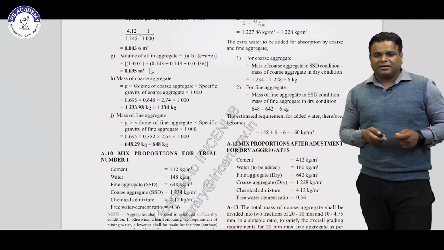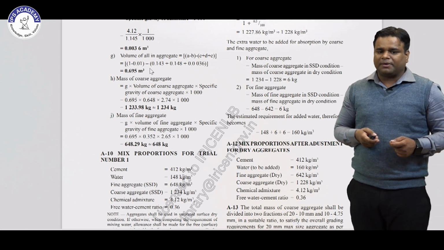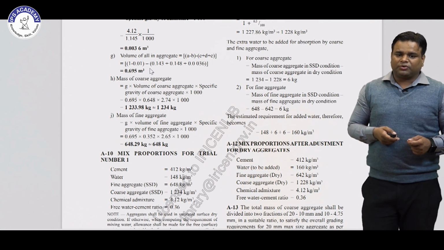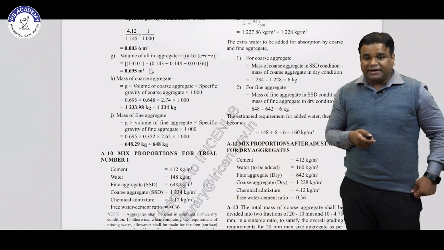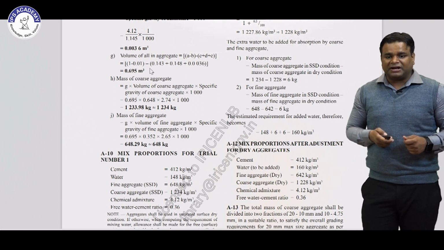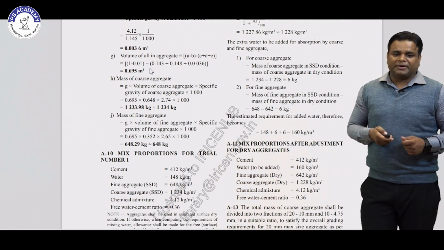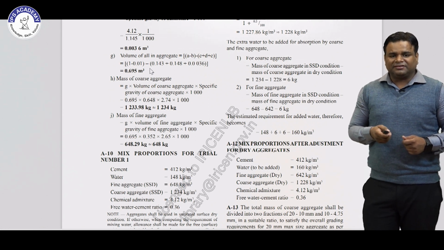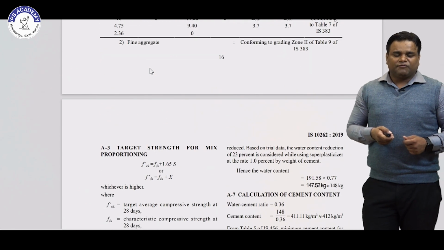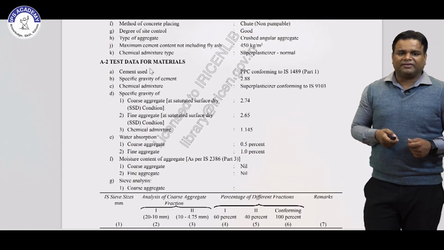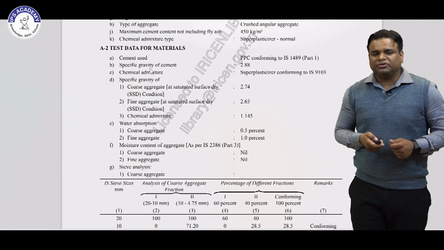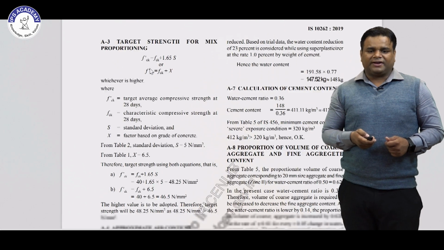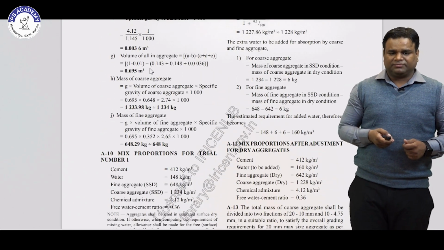This is cement 412 kg per meter cube, water 160 kg per meter cube, fine aggregate 642 kg per meter cube, coarse aggregate 1228 kg per meter cube, and chemical admixture 4.12 kg per meter cube for a 0.36 water cement ratio. So basically this is the mix proportion for the concrete without the fly ash. This is the standard for M40 without using fly ash. Only super fly ash is used for PVC concrete. So the final mix proportion comes to this.